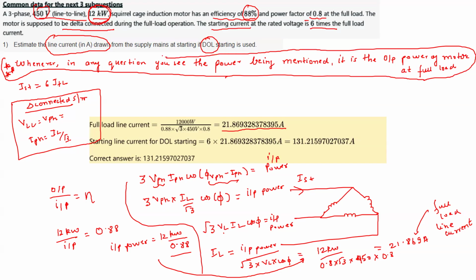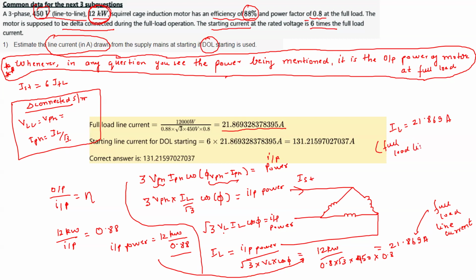Okay, so because we use the information of output power at full load, using that information we were able to calculate the line current at full load. So line current at full load is 21.869 ampere if you calculate. So this is the full load line current.